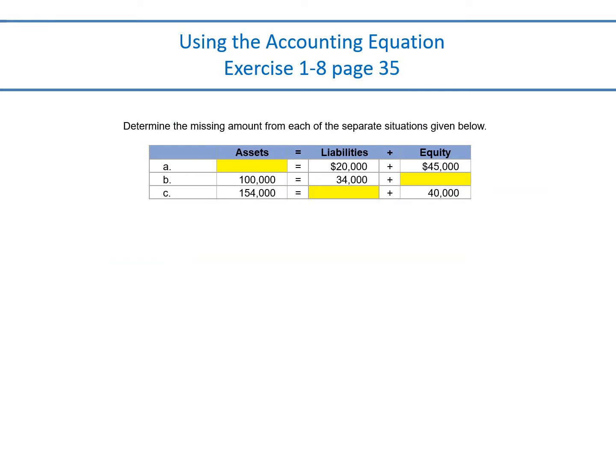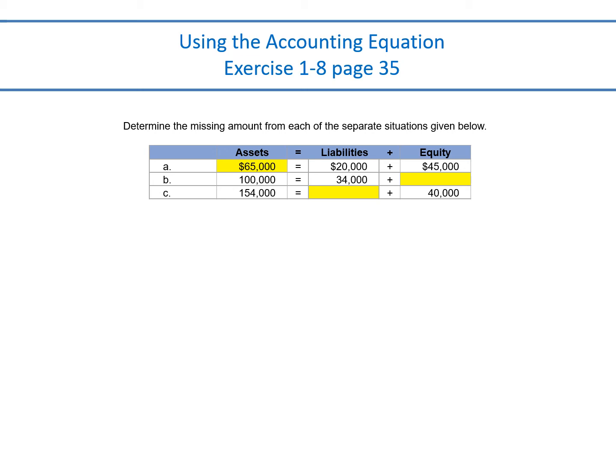So in its simplest form, the accounting equation says that assets must equal liabilities plus equity. And in each of the following parts A, B, and C, we're provided two of the three numbers and asked to solve for the missing piece. So in part A, liabilities are equal to $20,000, equity is equal to $45,000, and if assets must equal the sum of liabilities and equity, then $20,000 plus $45,000 means that assets must equal $65,000.